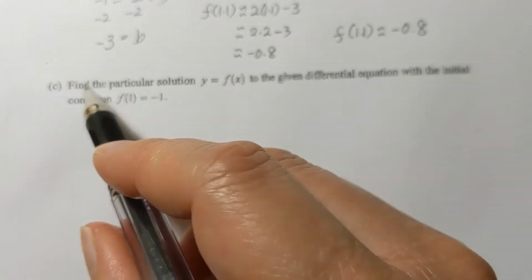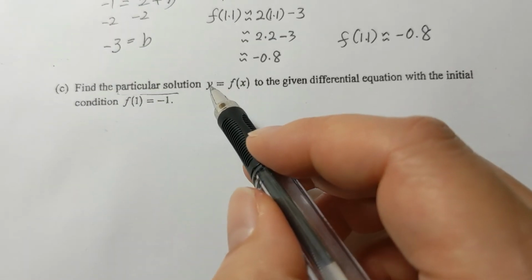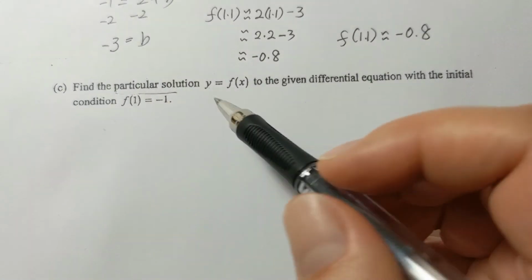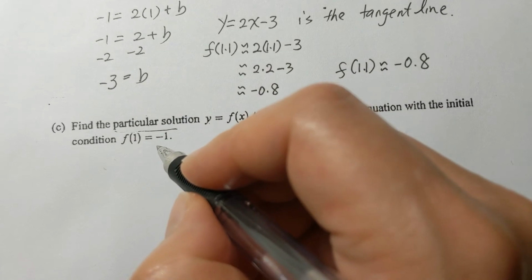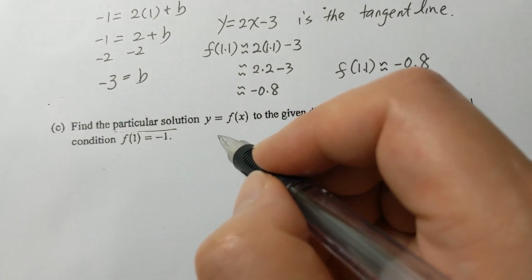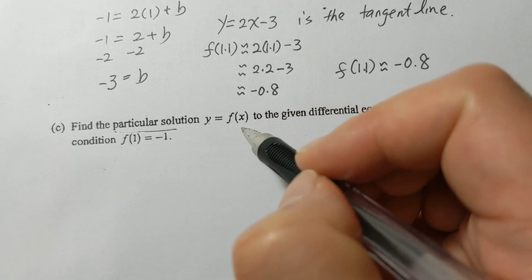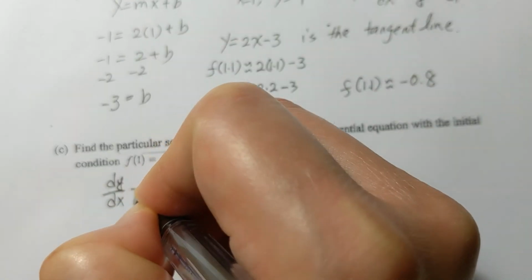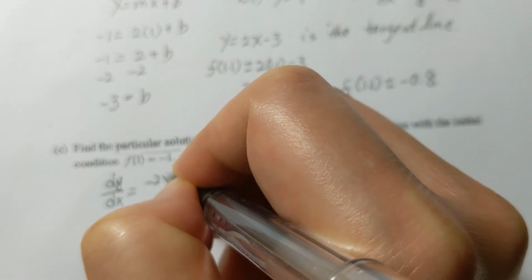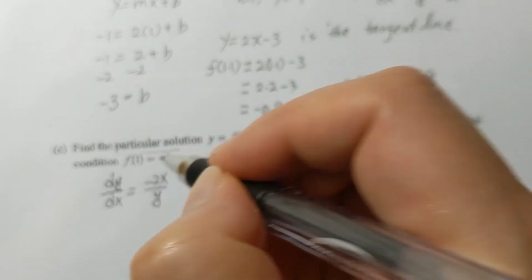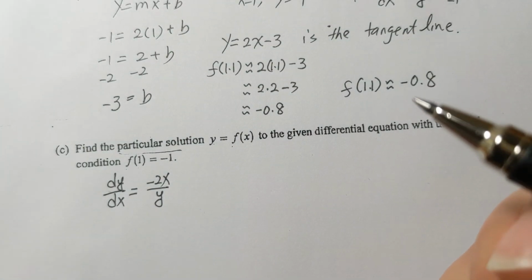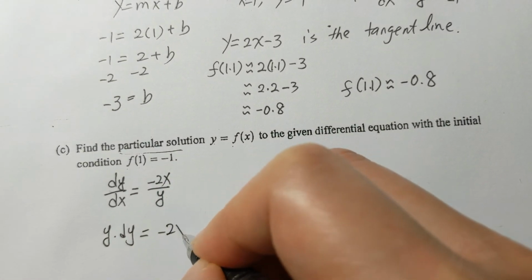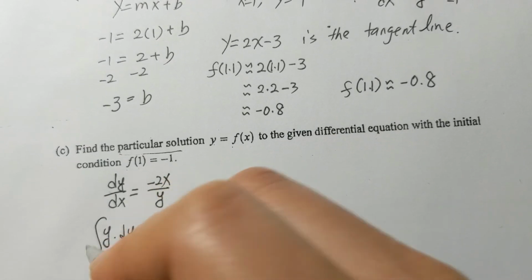Part C. Find the particular solution y equals f of x to the given differential equation with the initial condition f of 1 equals negative 1. That means we have to find a general solution and then use the general solution and the point 1 comma negative 1 to find a particular solution. So let's go back to the differential equation, dy/dx equals negative 2x over y. We cross multiply, and from there we find the general solution. So we get y times dy equals negative 2x times dx. And I'll do the integral.